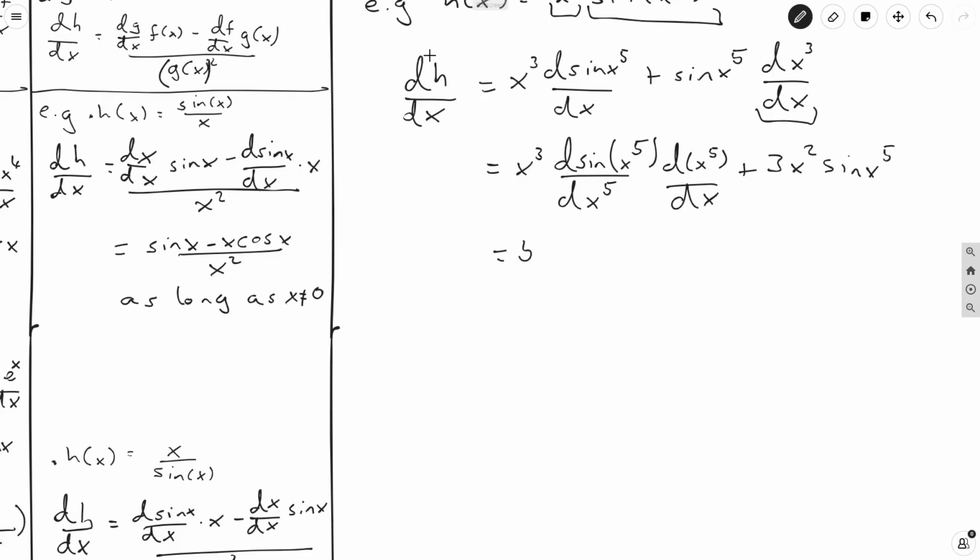So this is equal to 5x to the 4 times x cubed, because we have the x cubed kicking around from before, times, well, rather, not sine, but cosine of x to the 5, plus 3x squared sine x to the 5. Okay, and if I just quickly combine x to the 4 times x to the 3 is just x to the 7. And this will be our answer. 5x to the 7 cosine x to the 5 plus 3x squared sine x to the 5.